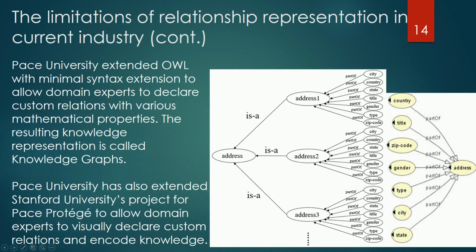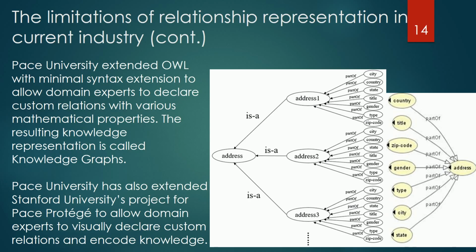According to our address example, an OWL document is shown in the picture. Each address instance should be a special case of the address concept. Other concepts should be a part of an address instance, but we cannot create them by cardinality. Pace University extended OWL with minimum syntax extension to allow domain experts to declare custom relations with various mathematical properties.